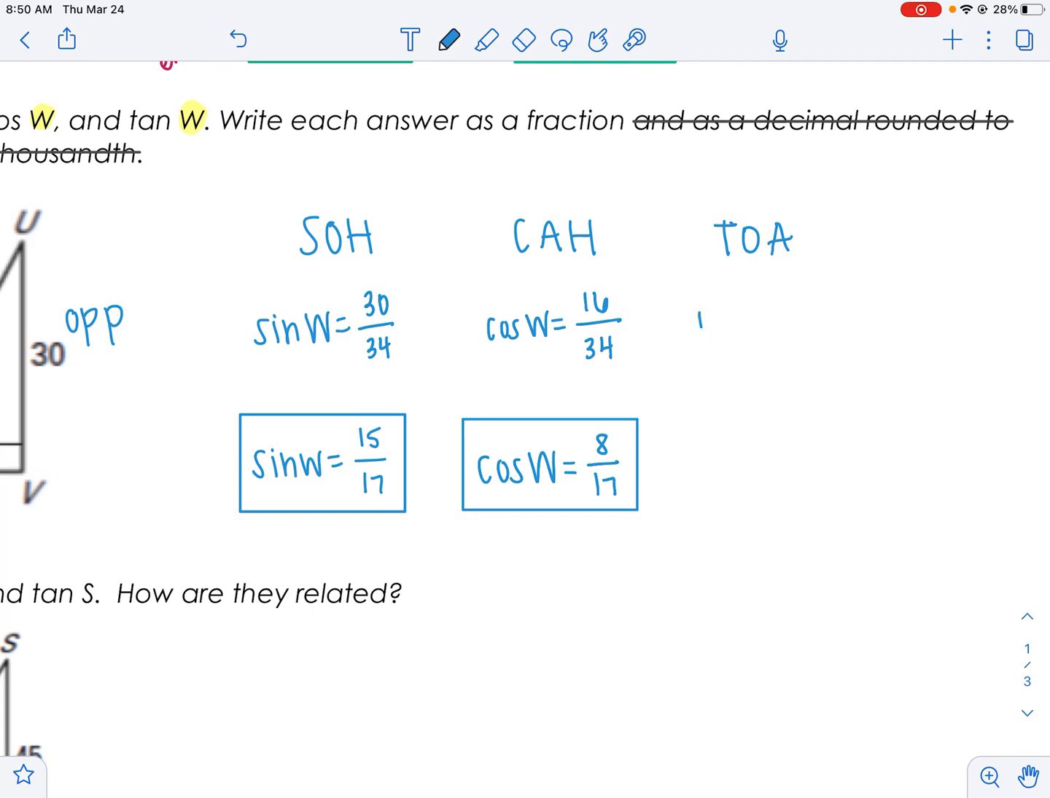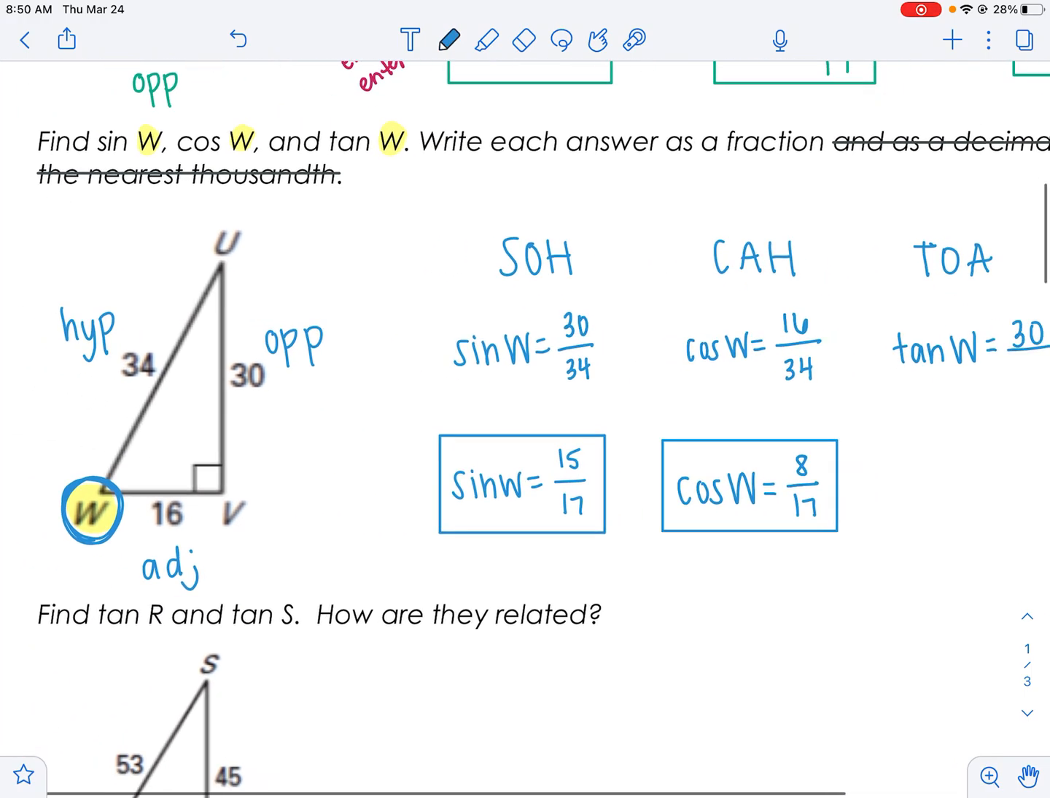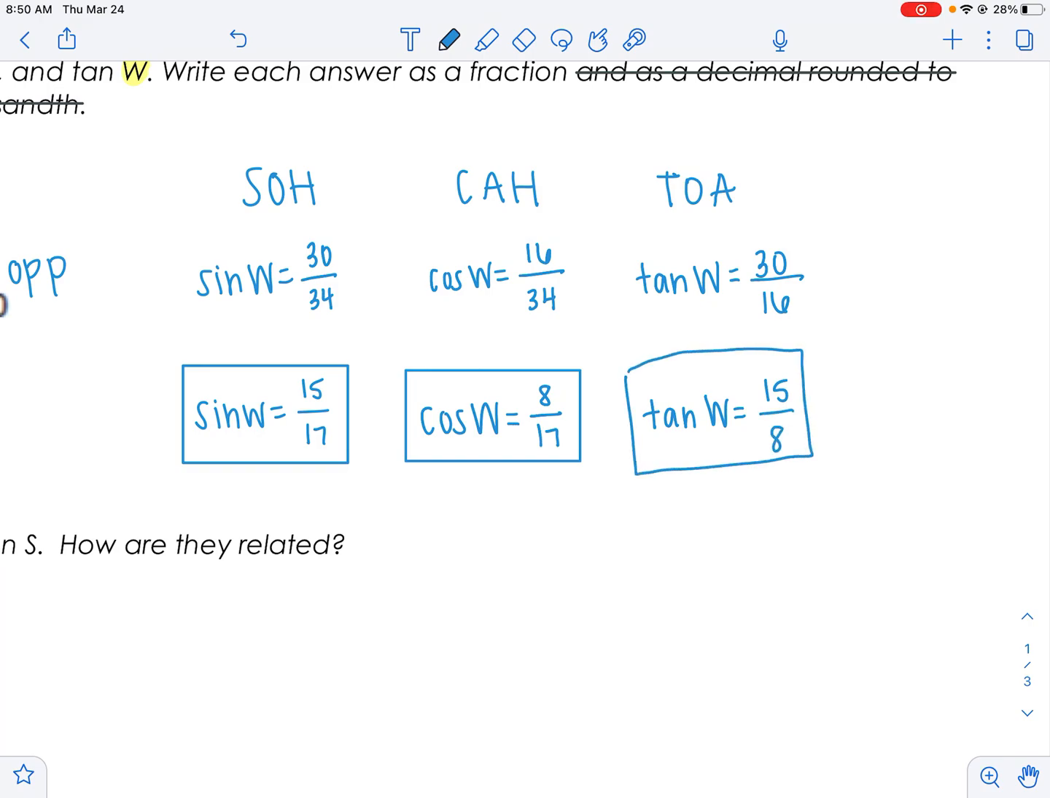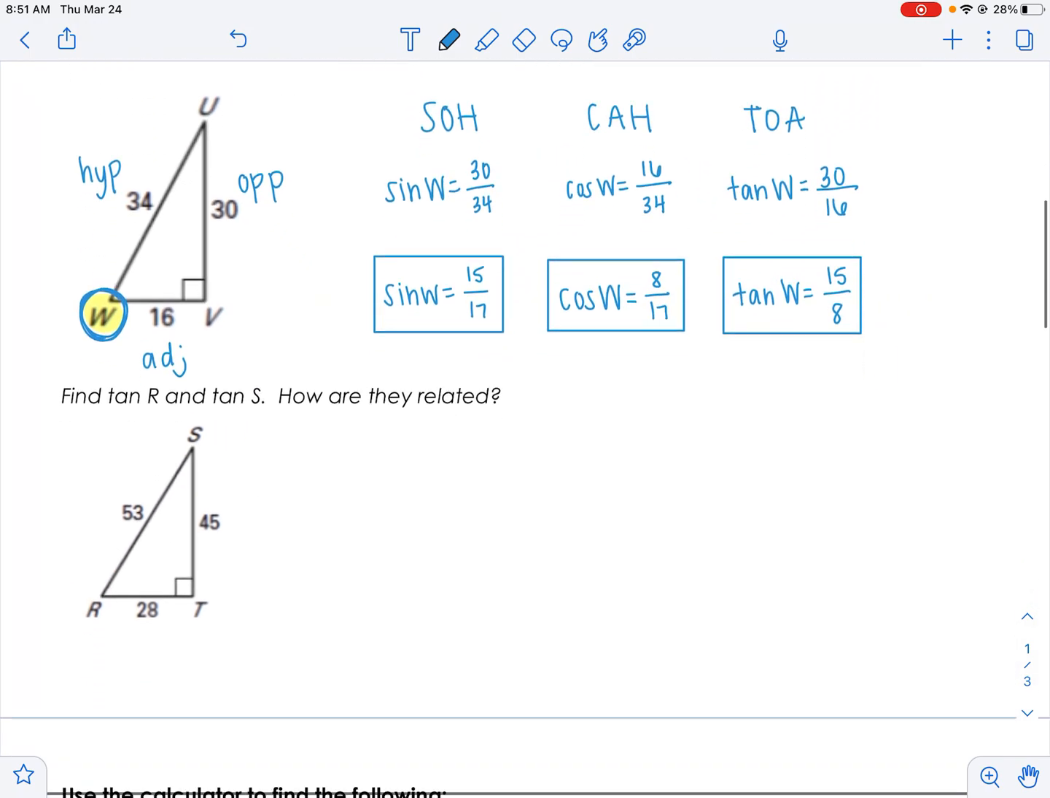And then our last one, TOA, which is tangent. So tangent of W equals opposite over adjacent. And our opposite is 30. If I go back and look, the adjacent was 16. So 30 over 16. When that reduces, tangent of W equals 15 over 8. And these are our trig ratios.